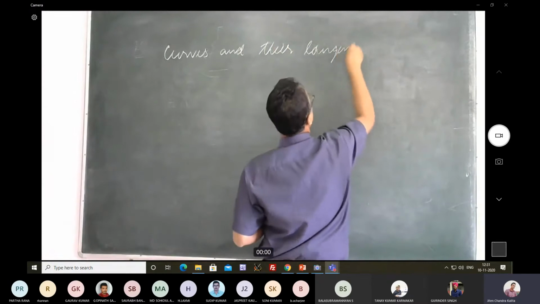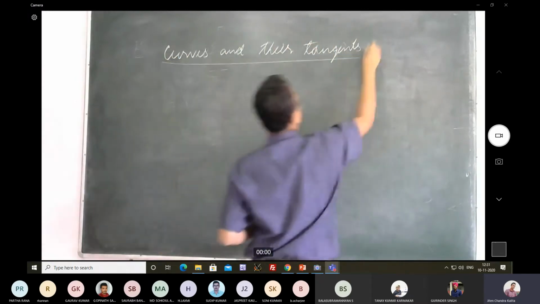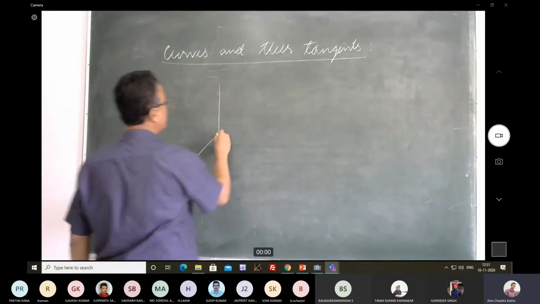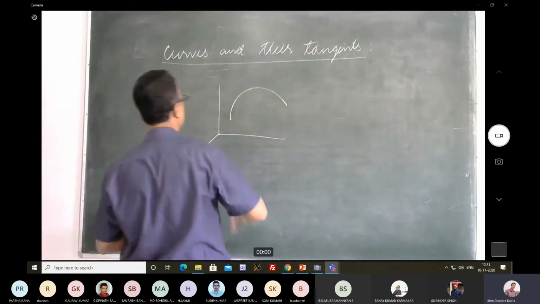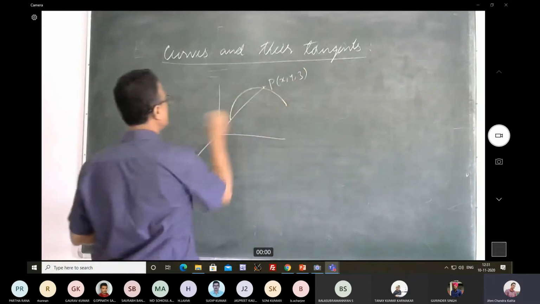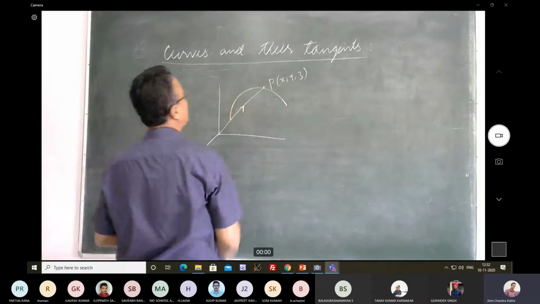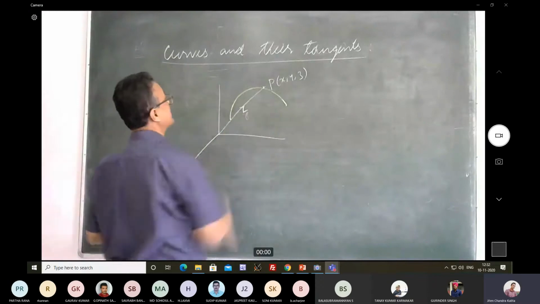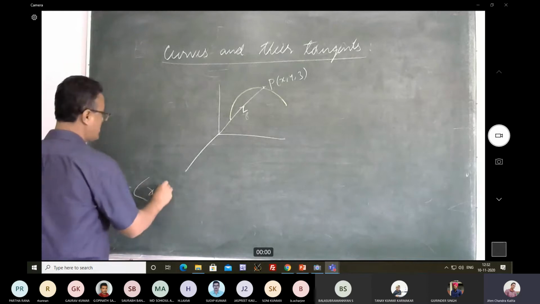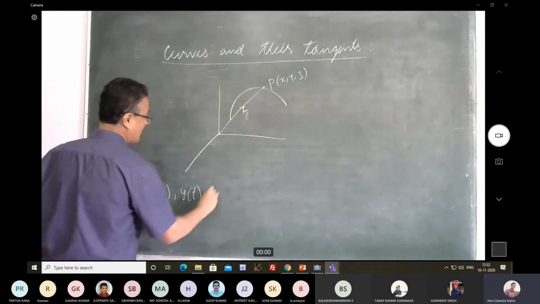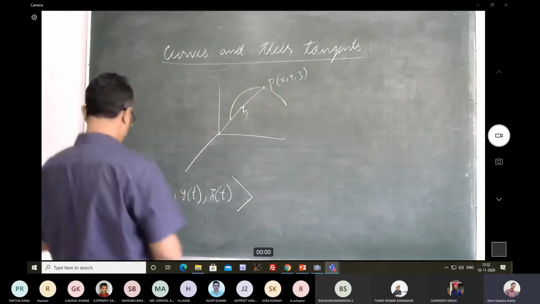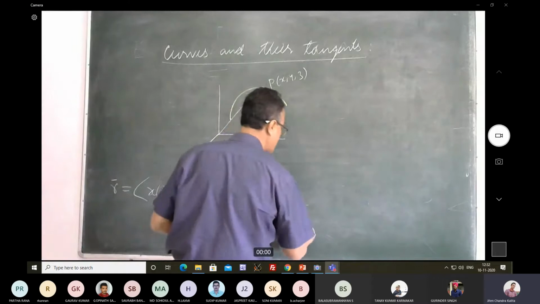Curves and their tangents. Just one thing I'd like to mention here. When I was describing a space curve, you take any point P (x, y, z) there, and then we defined a vector R. And then we define t in some interval.